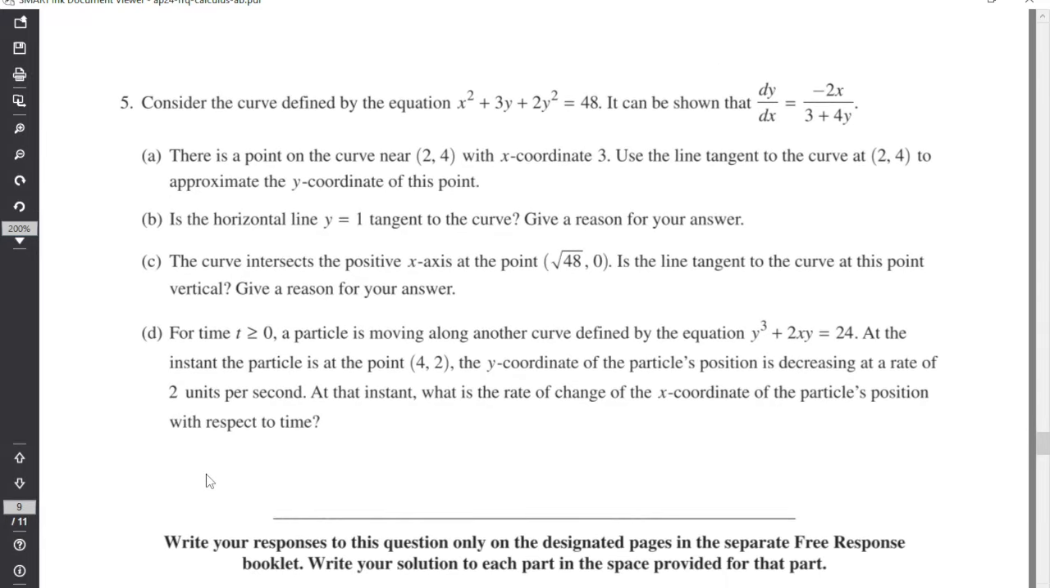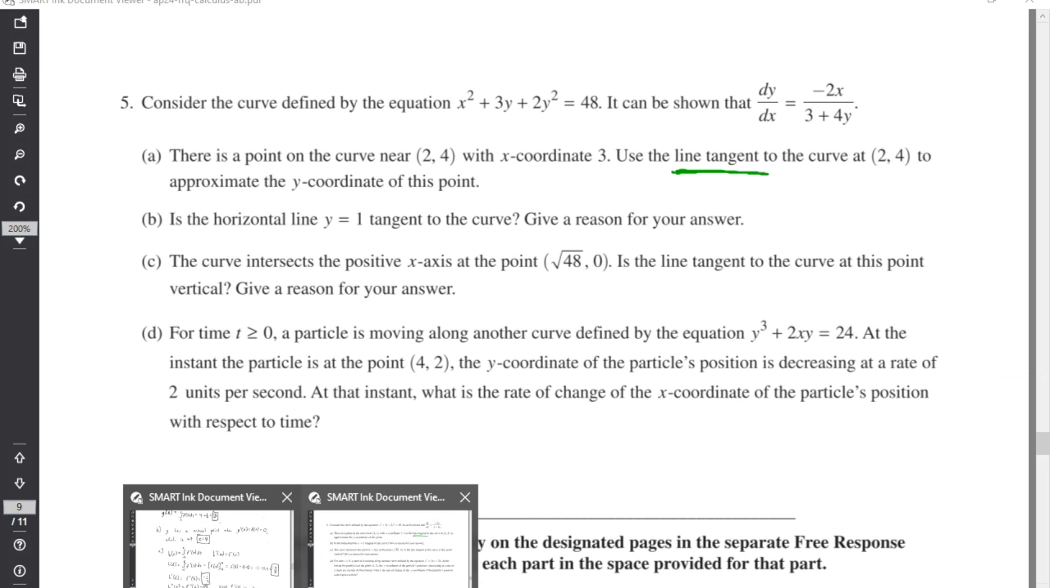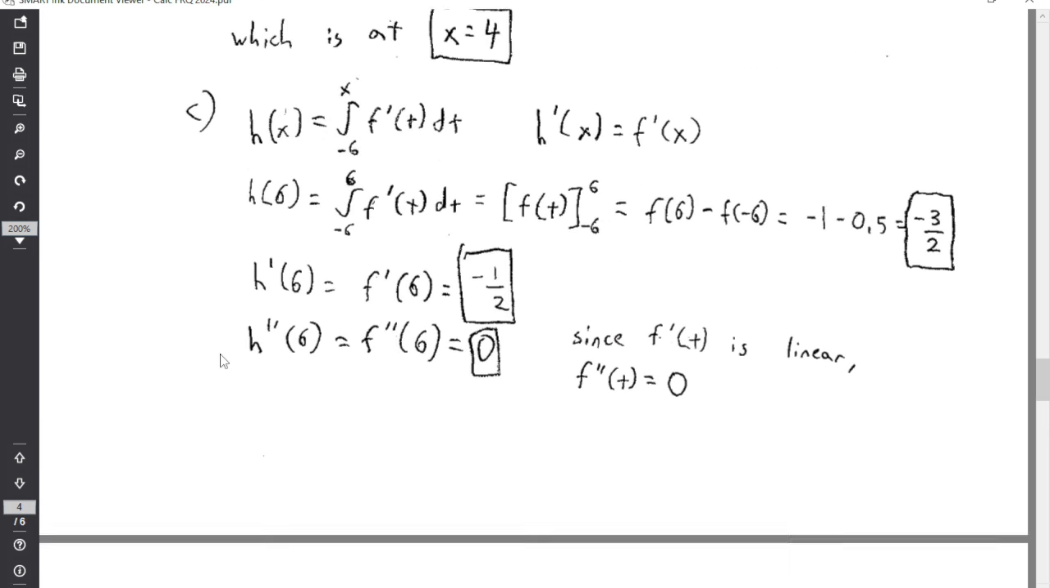Number 5 is, I would say, probably the trickiest one on here as far as how to set up and how to approach some of these questions. So starting with part A, it says there's a point near 2, 4 with x coordinate 3. So we're going to store that, keep that in mind. But here's the key part. Use the line tangent. So we need our tangent line in order to answer this question. When we get our tangent line, that's where we use the slope at that point 2, 4.